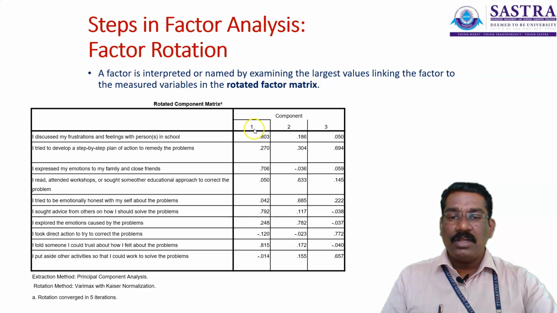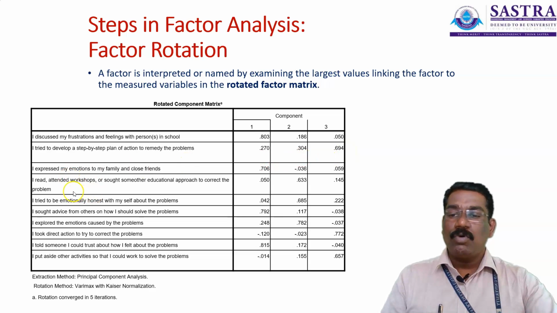So it got loaded in this first factor. If you look at the loading, 0.186 and 0.6, so it got a poor loading. So the first variable got loaded in this first factor. Similarly, when you look at "I tried to develop a step-by-step plan of action to remedy the problem," we can see this particular variable got loaded in the third factor, since it has a value of 0.694 compared to factor 1 and factor 2, which is lesser compared to the 0.694 score.